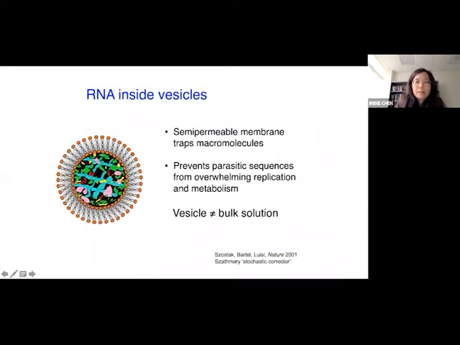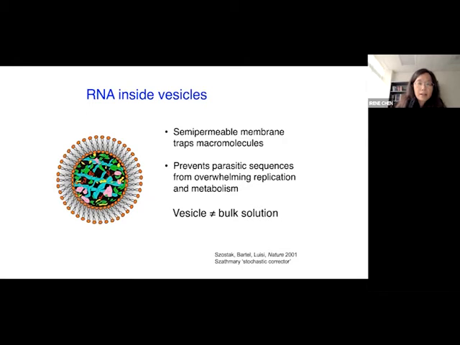Okay, so the second environment I want to talk about is vesicles. I'm sure that protocells have been introduced to you already. Vesicles are important for several reasons, and I'll just reiterate a couple of them. One is that it's a semi-permeable membrane that traps macromolecules. So RNA sequences, that information is encapsulated, while small molecules, mononucleotides or other nutrient molecules or waste molecules, I guess you could say, can permeate through the membrane.